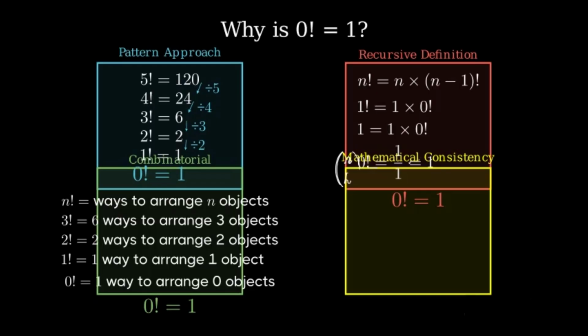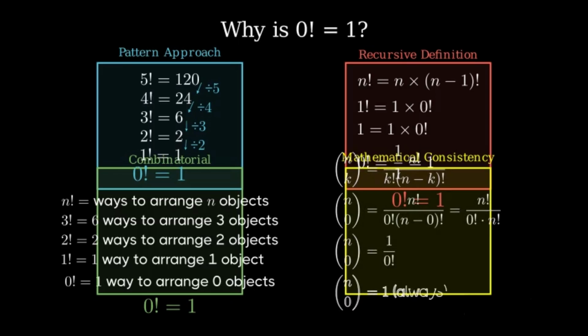Our final approach examines mathematical consistency through binomial coefficients. The binomial coefficient n choose k counts how many ways to select k items from n items, and it's calculated using factorials as shown here. When we consider n choose 0, which asks how many ways we can select 0 elements from a set of n elements, the answer is always exactly one way, by selecting nothing. From our formula, this equals 1 divided by 0 factorial. Therefore, for this formula to work consistently, 0 factorial must equal 1.